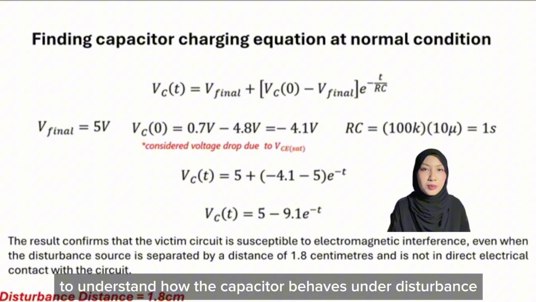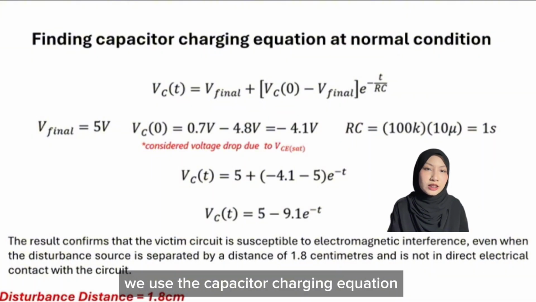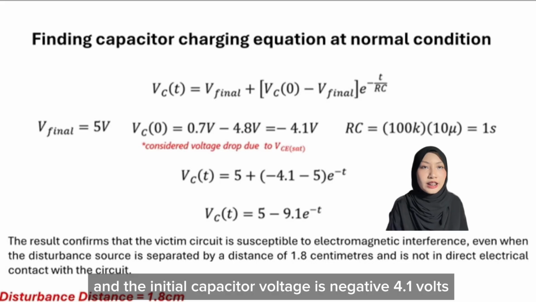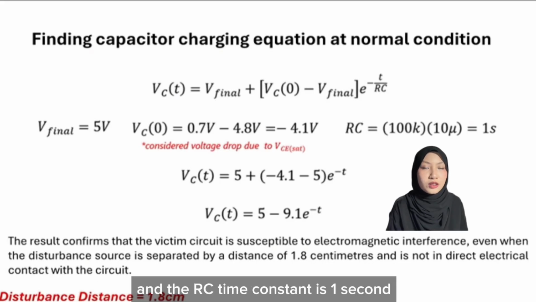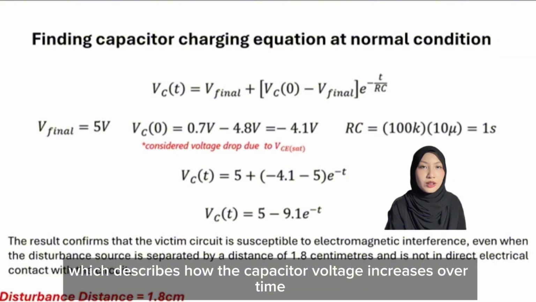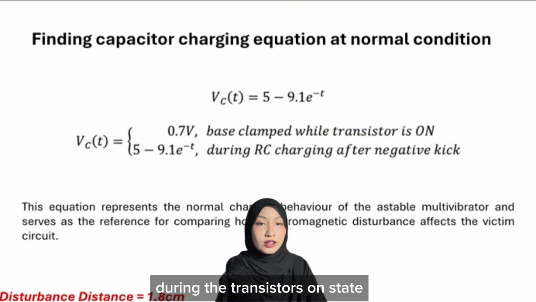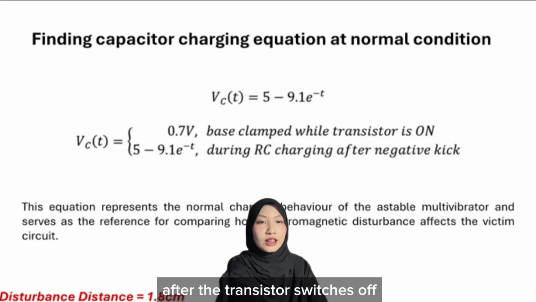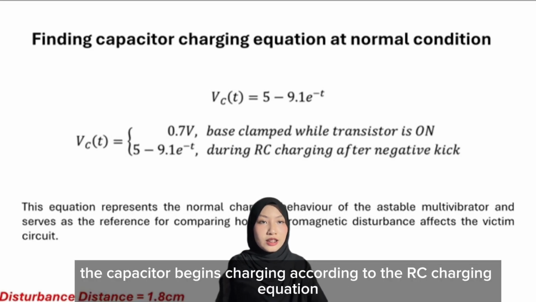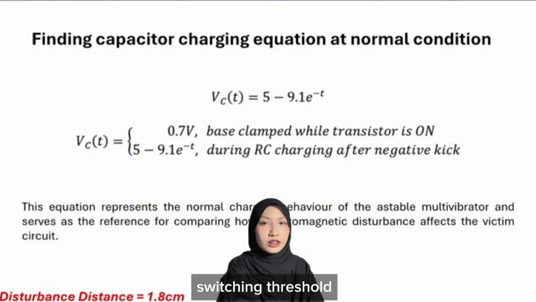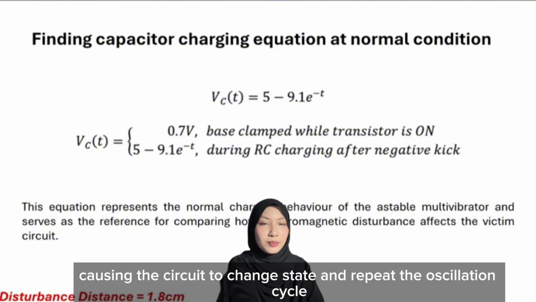To understand how the capacitor behaves under disturbance, we use the capacitor charging equation. The final capacitor voltage is 5 volts, the initial capacitor voltage is negative 4.5 volts, and the RC time constant is 1 second. Putting these values into the charging equation gives this value, which describes how the capacitor voltage increases over time. During the transistor's on state, the base voltage is capped at approximately 0.7 volts. After the transistor switches off, the capacitor begins charging according to the RC charging equation. The process continues until the capacitor reaches the transistor switching threshold, causing the circuit to change states and repeat the oscillation cycle.